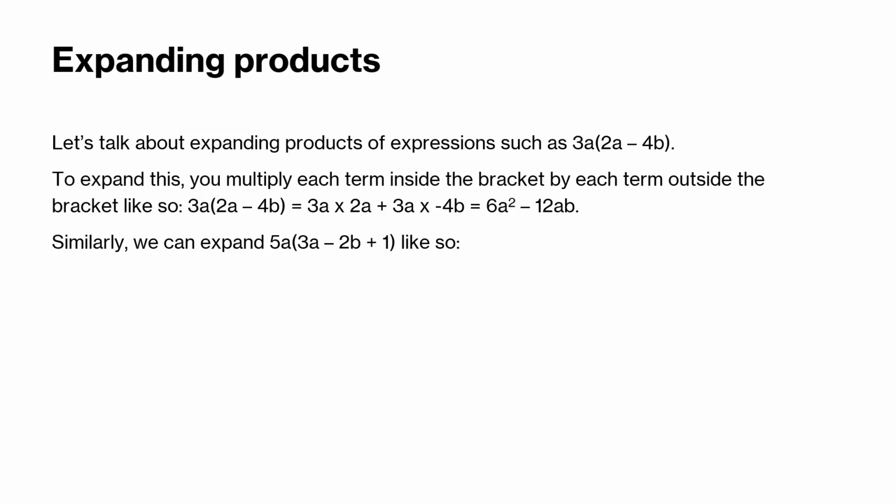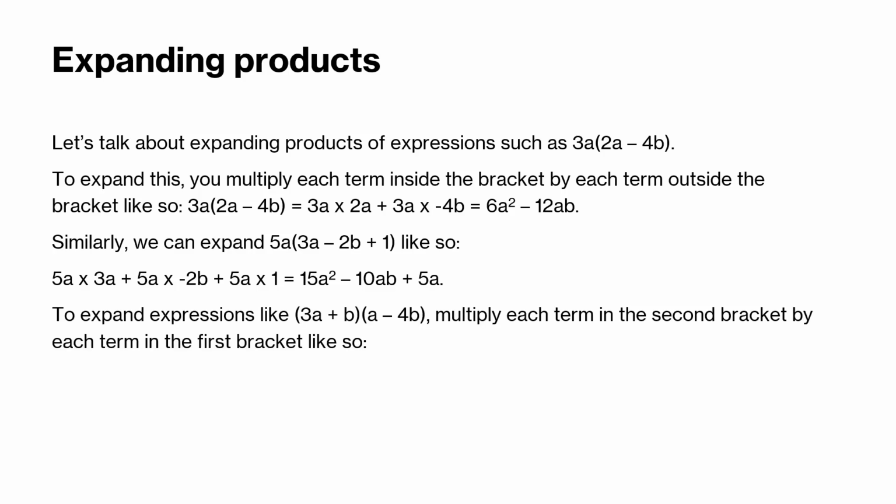Similarly, we can expand an example like this with more than two terms inside the bracket. Once again, just multiply every term inside by the term outside. 5a multiplied by 3a plus 5a multiplied by minus 2b plus 5a multiplied by 1 would give us 15a squared minus 10ab plus 5a.